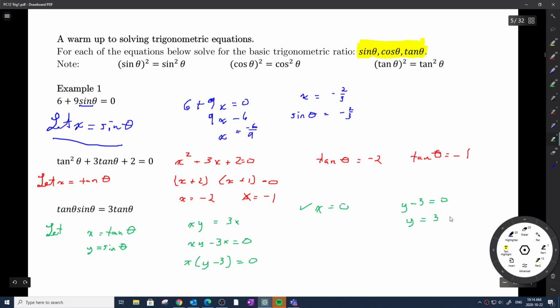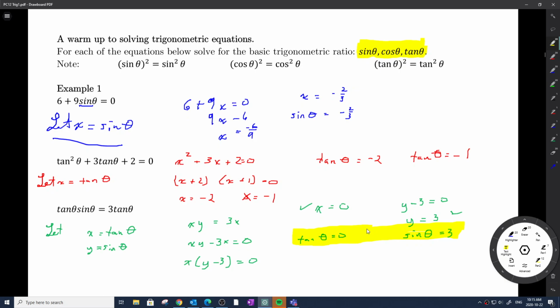So in other words, this equation is solved when x is equal to 0 or y is equal to 3. Now I have to go back to my original definitions. In other words, where tan theta is equal to 0 or sine theta, that was y, right? Sine theta is equal to 3. Just for fun, when is sine theta equal to 3? Never.